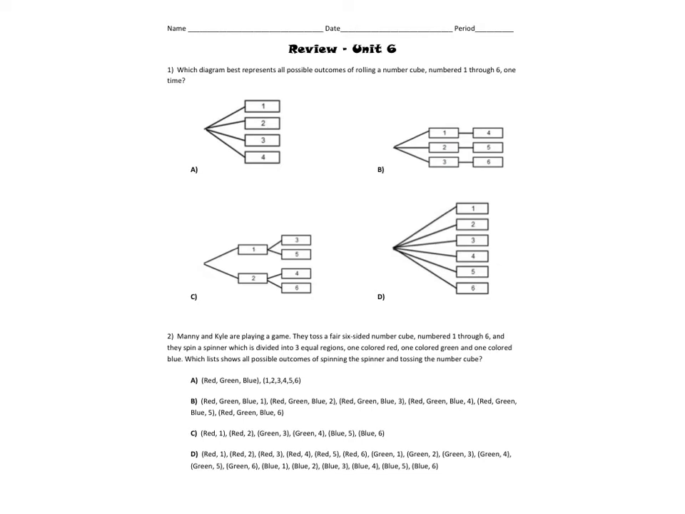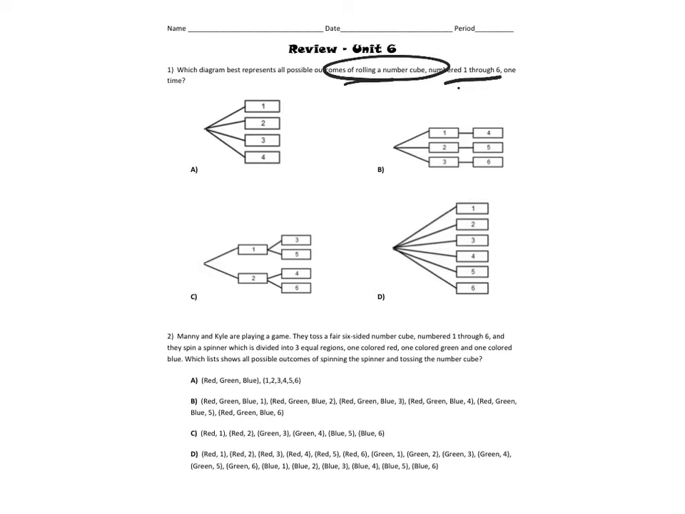Okay, review Unit 6. So there's a couple of different things that are happening in here. Make sure that you understand what a tree diagram is. A tree diagram is going to break things apart. So which diagram best represents all the outcomes of rolling a number cube? Okay, so what are the outcomes on a number cube? They're 1 through 6, and it says that right there.